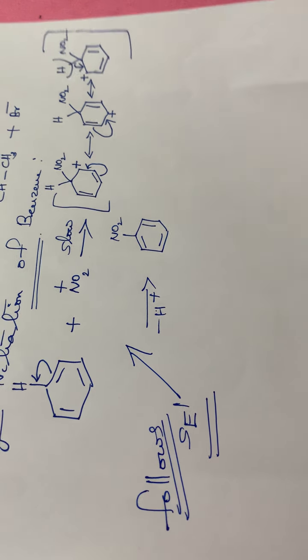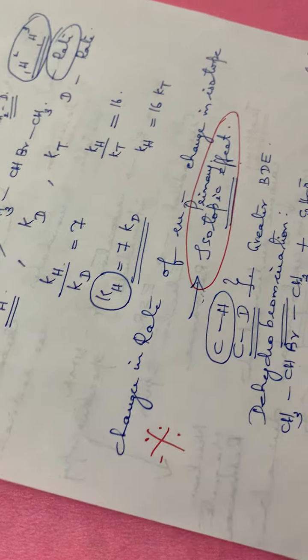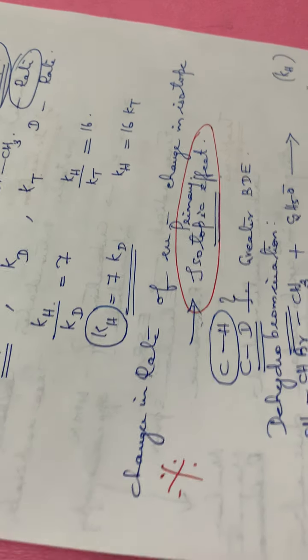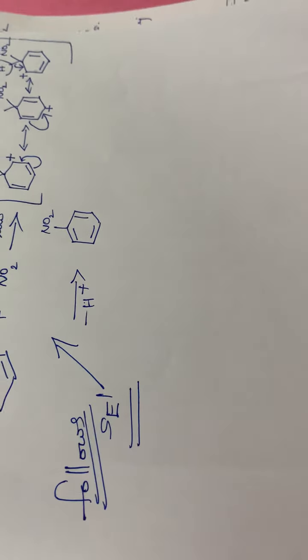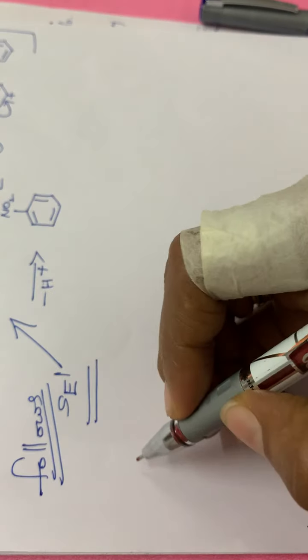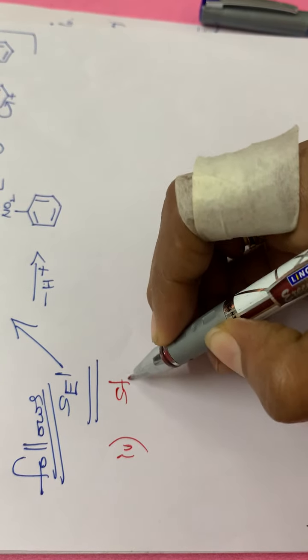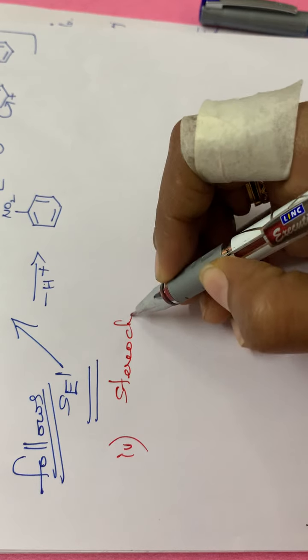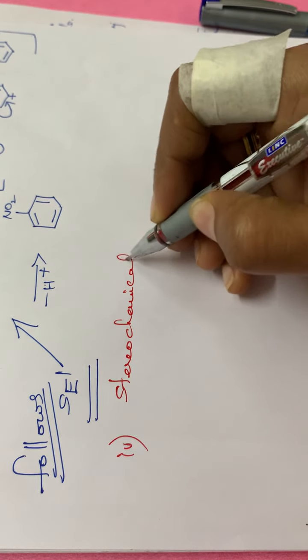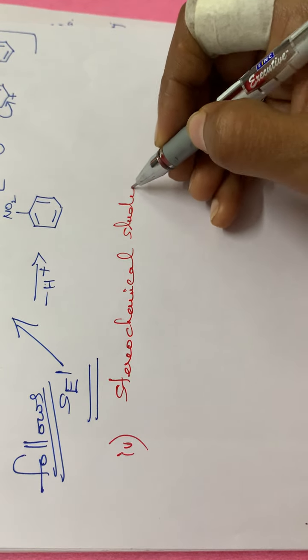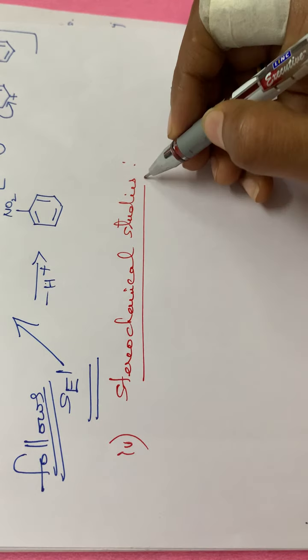So this is the third step, that is the isotope effects. Okay, then the next one, the fourth one, that is the stereochemical studies, that we have discussed already. Stereochemical studies.